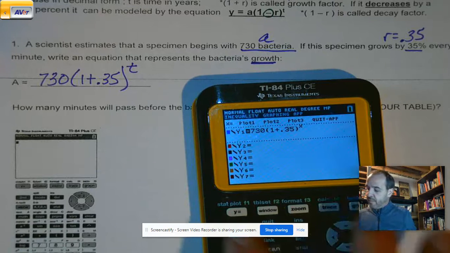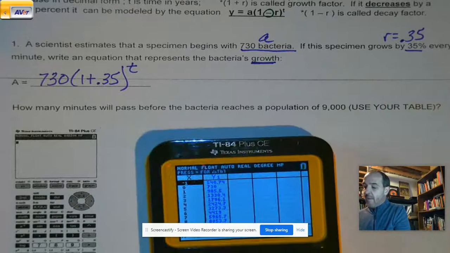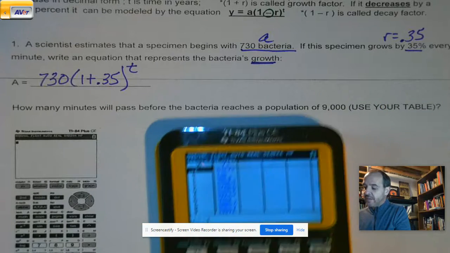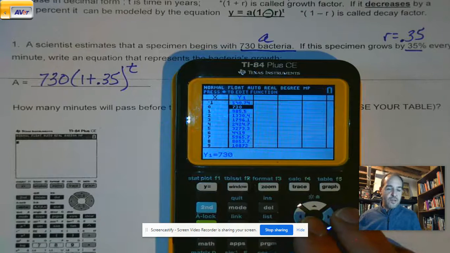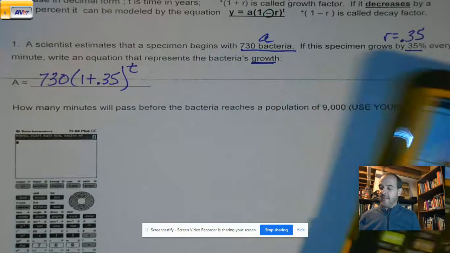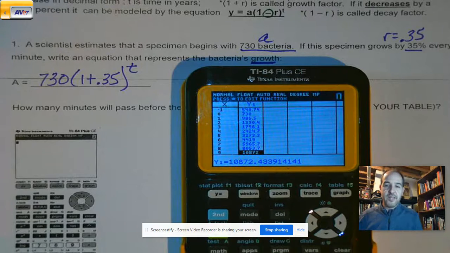So what we're going to do is hit second graph because we want the table. How many minutes will pass before the bacteria reaches a population of 9,000? So I start here at 0. I have 730, and I start scrolling. Now you're like, well, it never says 9,000. It says like 8,053, and then it says 10,872. What do I do?